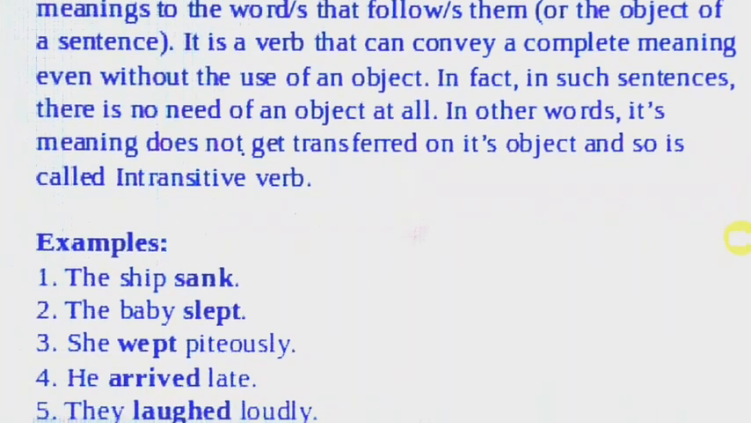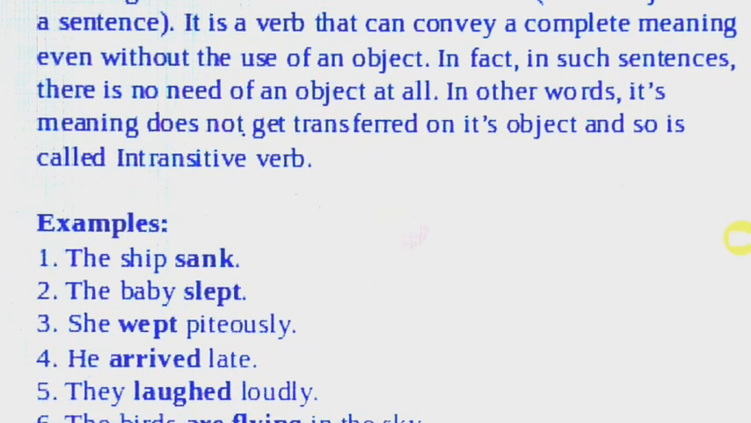In the following examples, we see the first one. The ship sank. The ship is the subject, sank is the verb, and we find here no object. But without any object, the verb sank is complete. The ship sank.